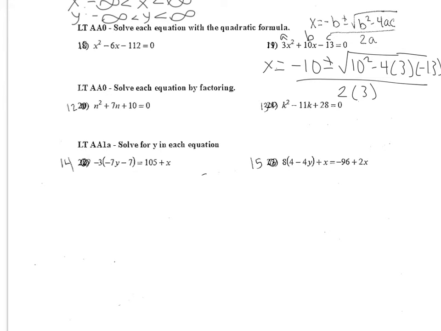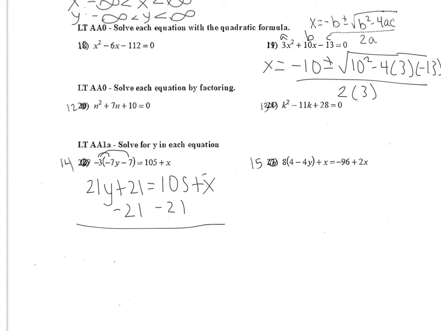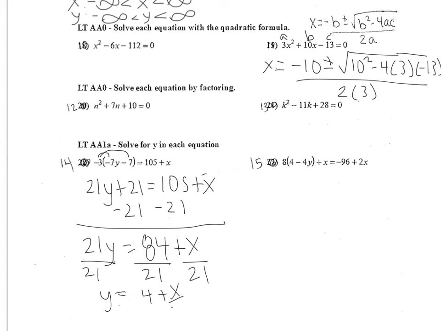Which asks you to solve for y. Remember, we want to get y by itself. We're going to distribute first, so it's 21y plus 21 equals 105 plus x. I'm going to subtract 21. I get 21y equals 84 plus x, and then I'm going to divide everything by 21. And that's y equals 4 plus x over 21.